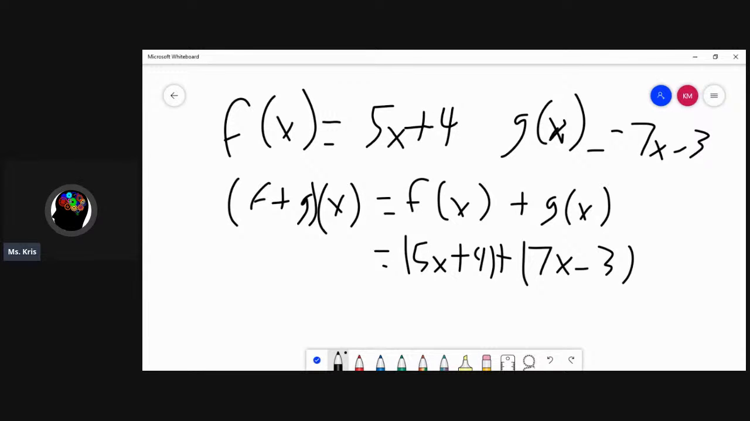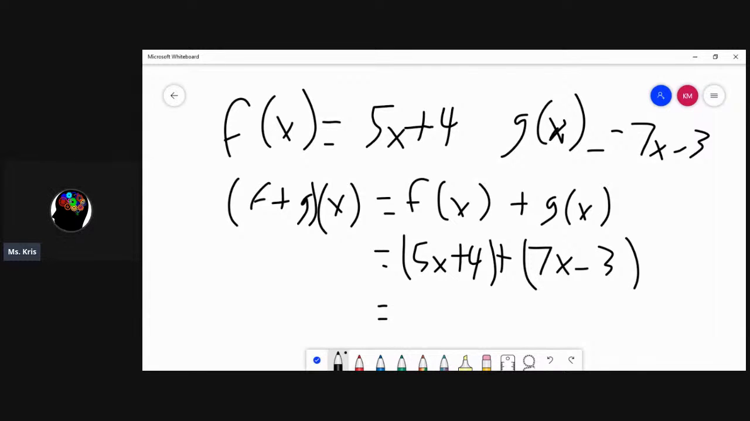You can put them in parentheses. You can leave them without parentheses. I prefer parentheses because when it comes to the adding and subtracting of functions, I want them to be on the same level. So I'm putting parentheses around 5x plus 4 and 7x minus 3. So now, 5x plus 4 plus 7x minus 3.